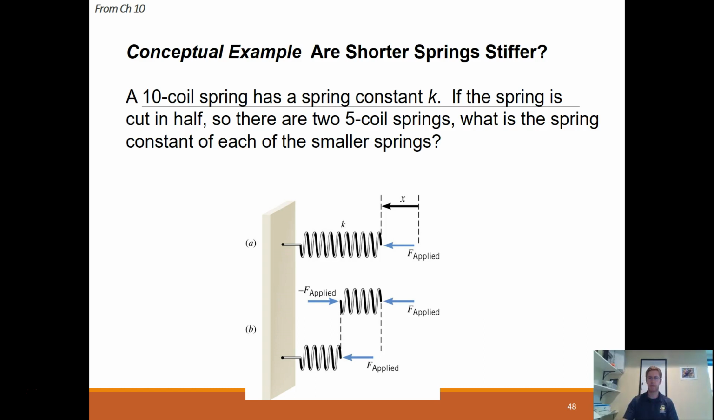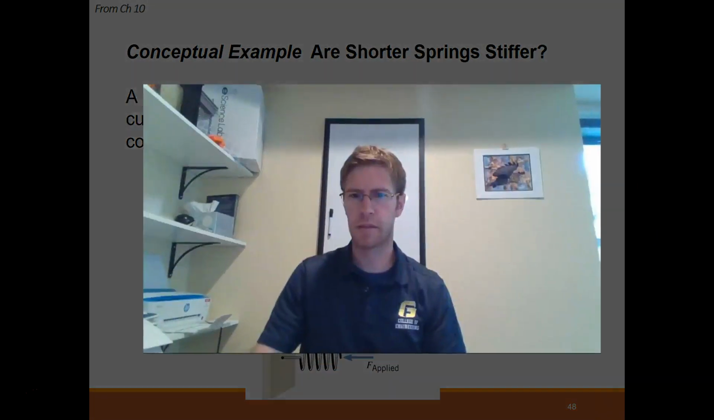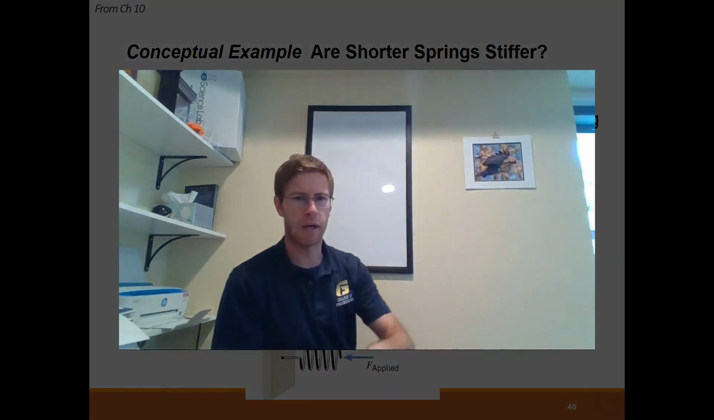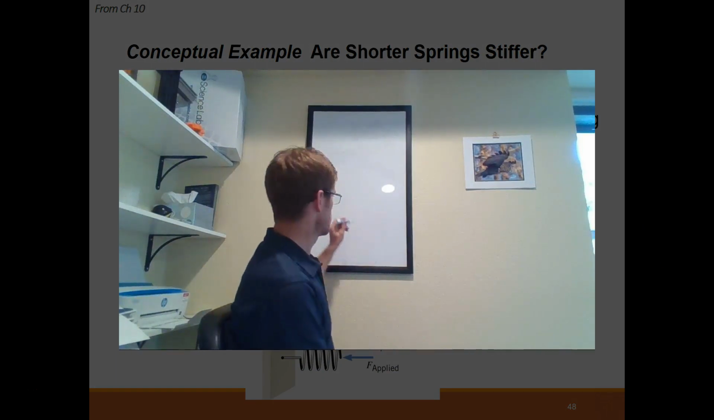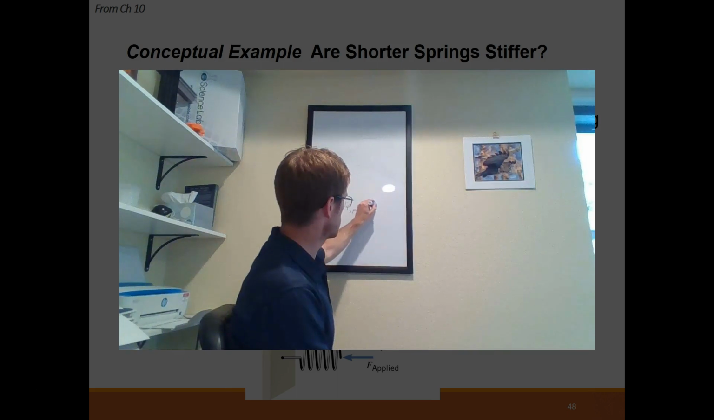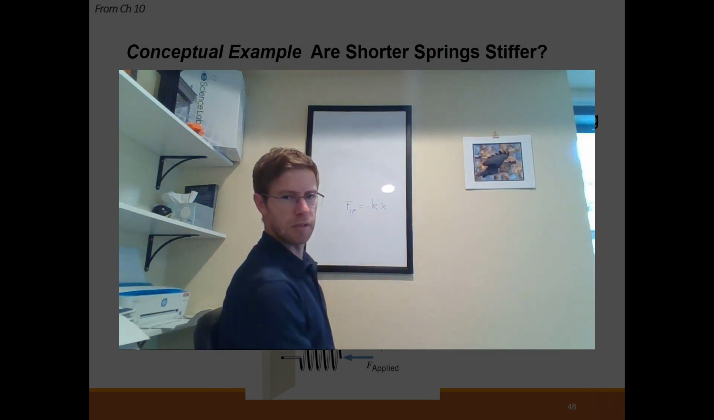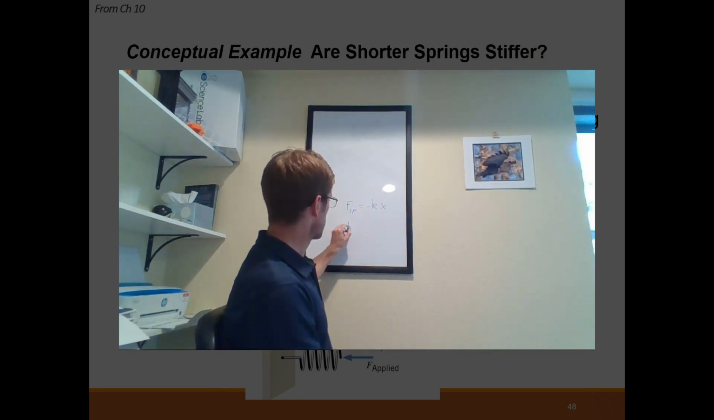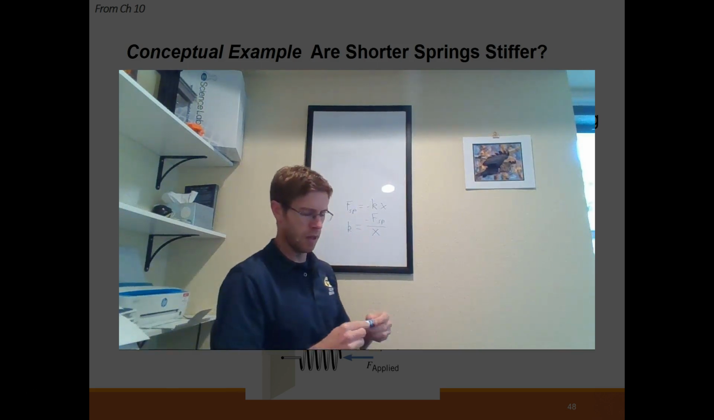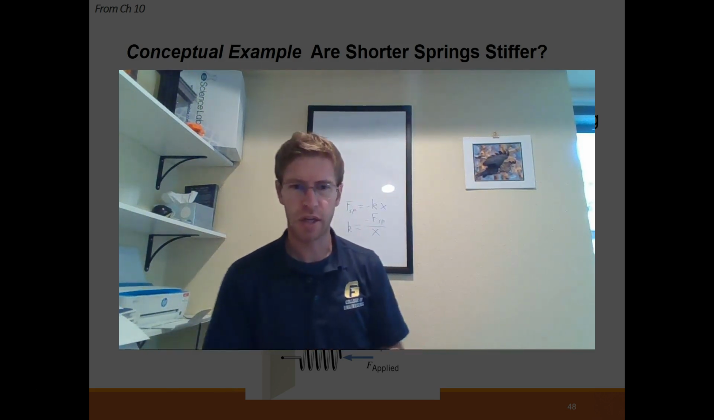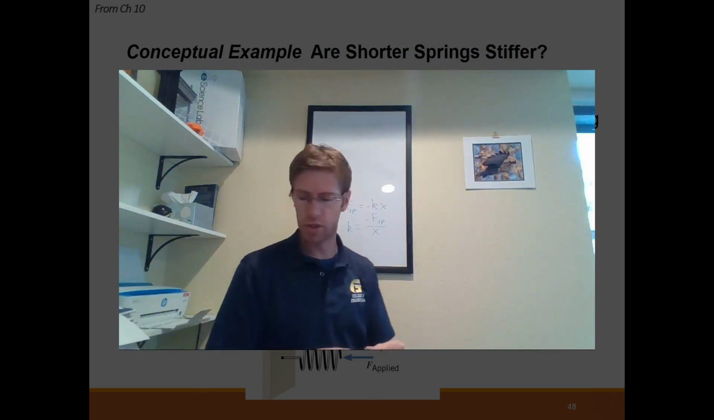Okay, hopefully you paused it and thought about it. Let's investigate this together. So again, just to remind you, our equation tells us that the force exerted by a spring is equal to negative spring constant times the displacement. So if we were to solve for K, the spring constant is just going to be equal to negative force of the spring over the displacement. Okay, so let's consider how the spring constant might change.